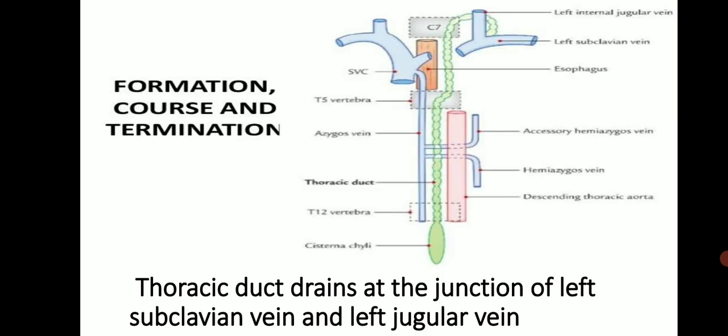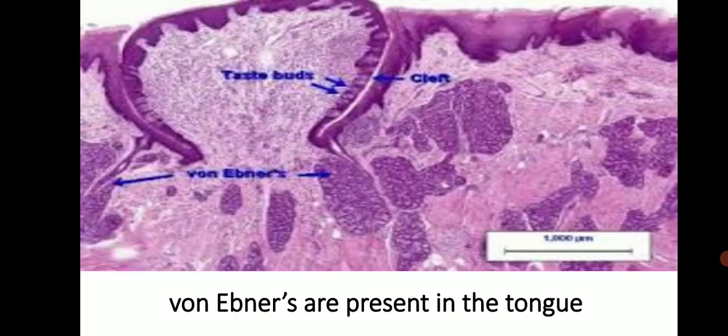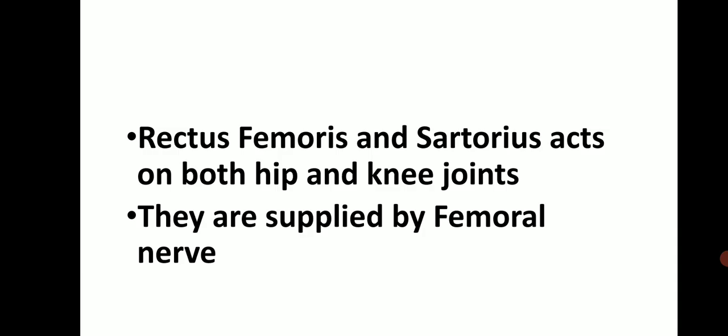Thoracic duct drains at the junction of left subclavian vein and left internal jugular vein. Corner septum is seen in petrosquamous suture. Von Ebner's glands are present in the tongue. Rectus femoris and sartorius act on both hip and knee joints. They are supplied by femoral nerve.